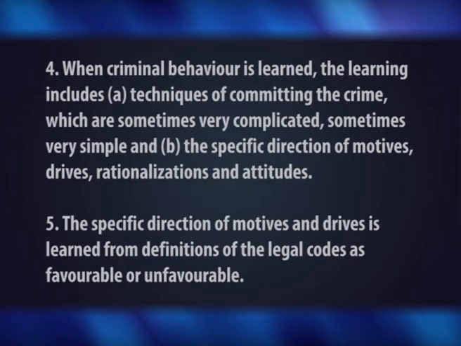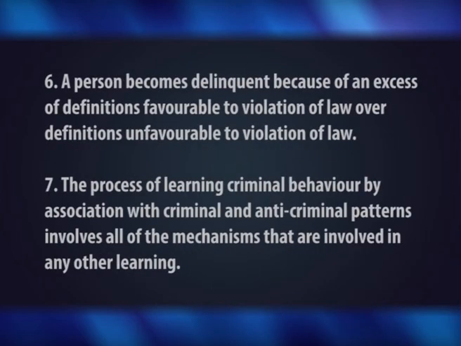Fourth, when criminal behavior is learned, the learning includes techniques of committing the crime, which are sometimes very complicated, sometimes very simple, and the specific direction of motives, drives, rationalizations and attitudes. The specific direction of motives and drives is learned from definitions of the legal codes as favorable and unfavorable. A person becomes delinquent because of an excess of definitions favorable to violation of law over definitions unfavorable to violation of law. The process of learning criminal behavior by association with criminal and anti-criminal patterns involves all of the mechanisms that are involved in any other learning.